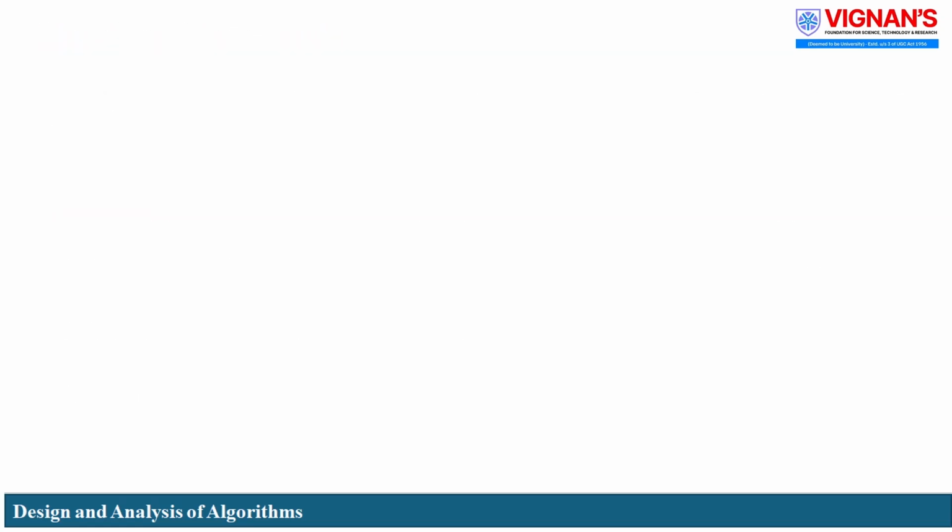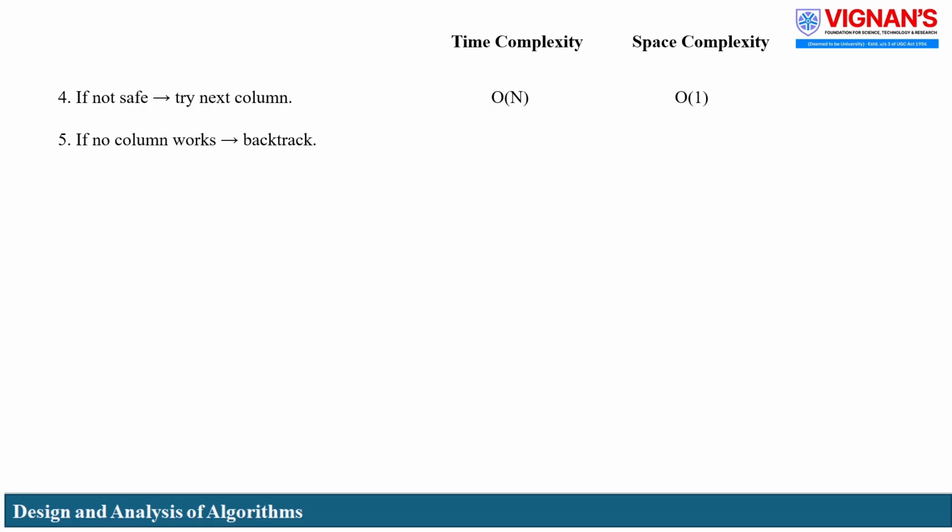Now, let's walk through the remaining steps of the 4-queens algorithm along with their time and space complexities. Step 4. If the current position is not safe, we simply move to the next column. This step takes linear time, that is O of n, and uses constant space, O of 1. Step 5. If none of the columns in the current row allow a safe placement, we backtrack. Backtracking checks each column once again, so the time complexity is O of n, and the space complexity becomes O of n due to the recursion stack.